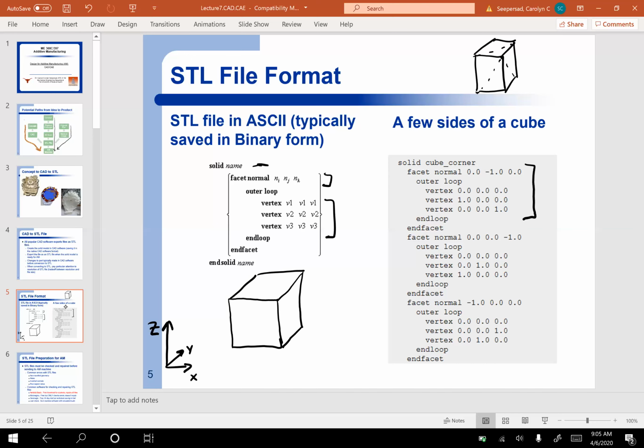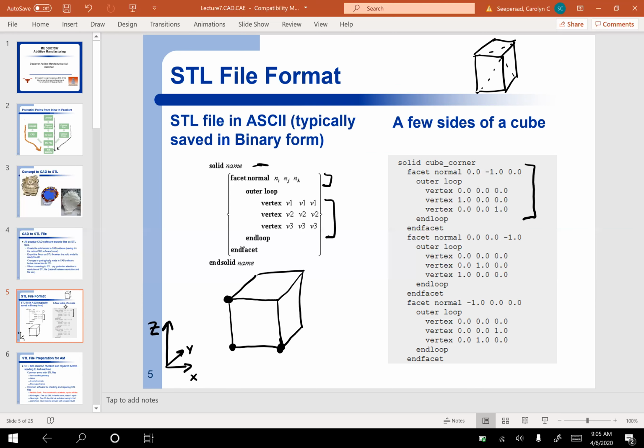And then we've got 3 vertices. So let's draw these out here. The first one is at 0, 0, 0. The second one is at 1 in X, 0 in Y, and 0 in Z. So that would be this one. The third one is 0, 0, 1. So that would be 0 in X, 0 in Y, and 1 in Z. So here we've got the vertices of this triangle: 0, 0, 0, 1, 0, 0, and 0, 0, 1, right?